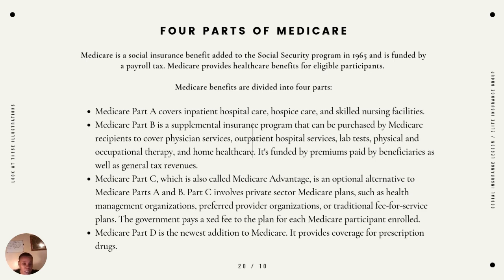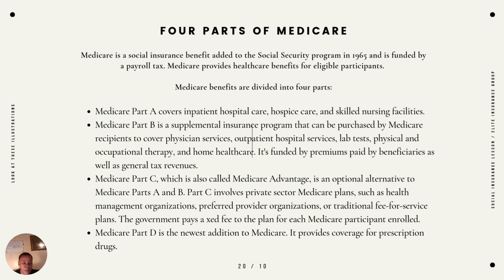Medicare Part B is a supplemental insurance program. It can be purchased by Medicare recipients. It's going to cover things like physician services, outpatient hospital services, lab tests, physical and occupational therapy, as well as home health care. Now, it is funded by premiums paid by beneficiaries as well as general tax revenues.